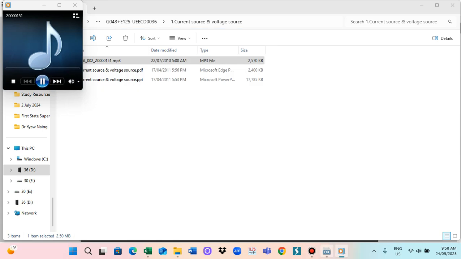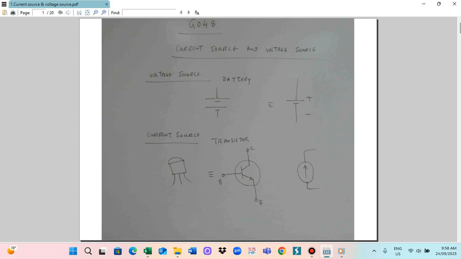Okay, first, the same way with the current source and the voltage source. There are two kinds of source. One is the battery source. So current source and voltage source here. The voltage sources are normally the battery source.